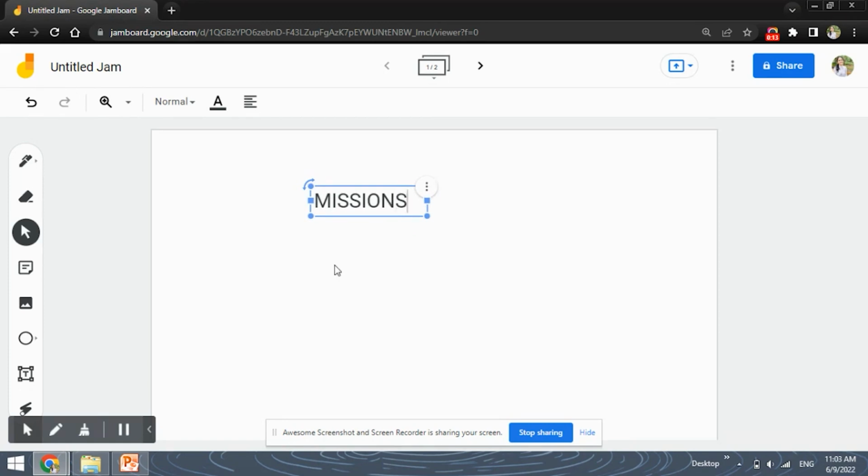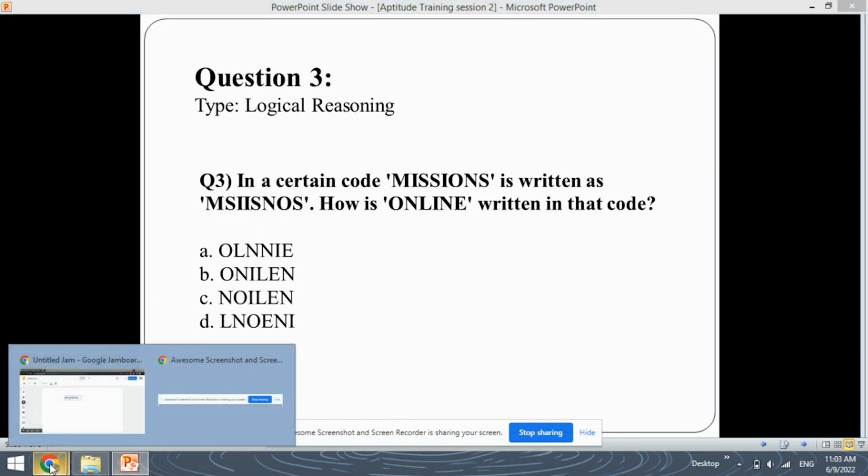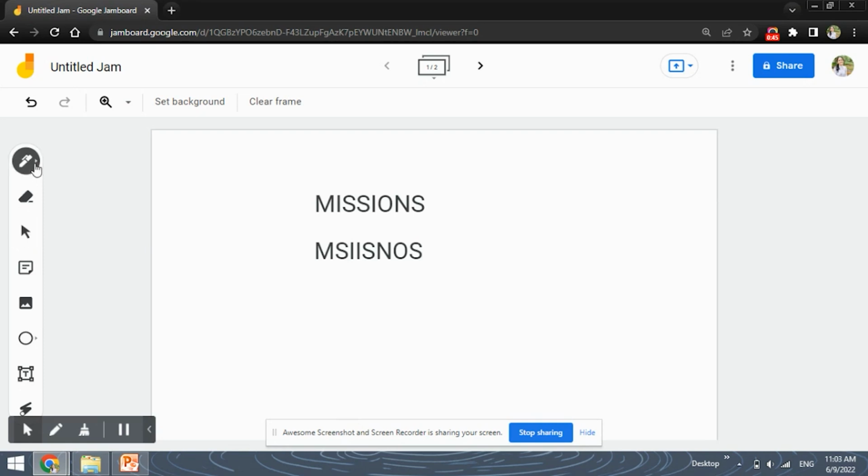This is the word. The word is MISSIONS, and the encoded form is MSIISNOS. Let's write that down also. If you observe it clearly, the first and the last letters, M and S, are just equal. And in the other letters, IS is written as SI, SI is written as IS, and ON is written as NO.